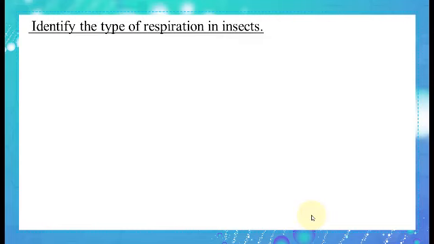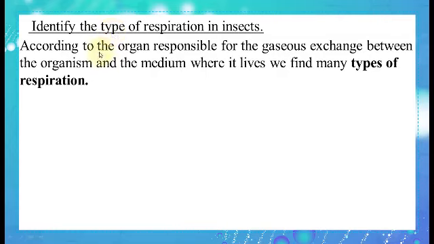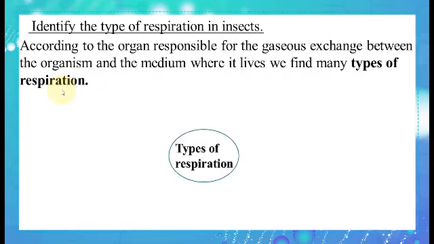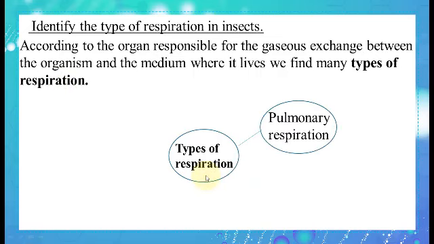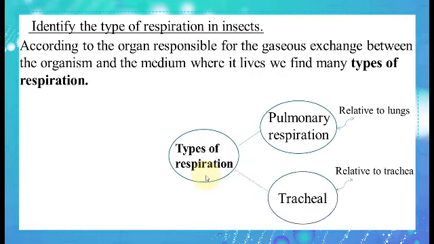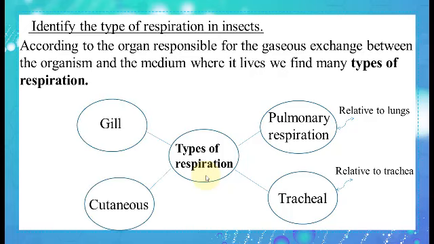The first objective is to identify the type of respiration in insects. As we learned before, according to the organ responsible for the gaseous exchange between the organism and the medium where it lives, we can find many types of respiration. We learned before that there are 4 types of respiration: pulmonary respiration, which is relative to the lungs; tracheal respiration, which is relative to the trachea; gill respiration, which is relative to the gills; and cutaneous respiration, which is relative to the skin.